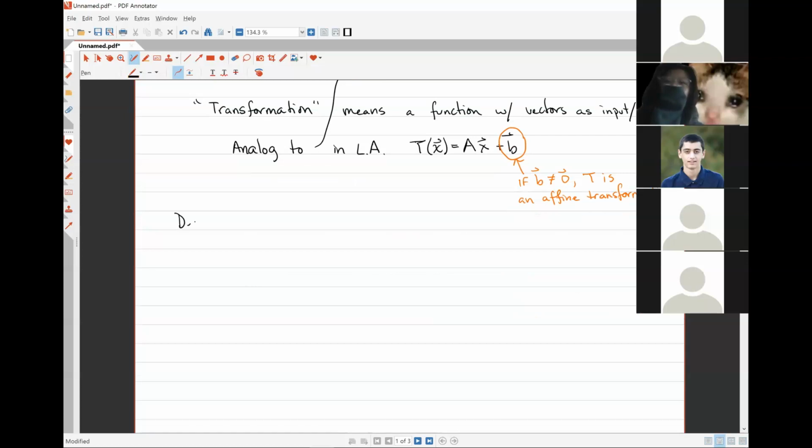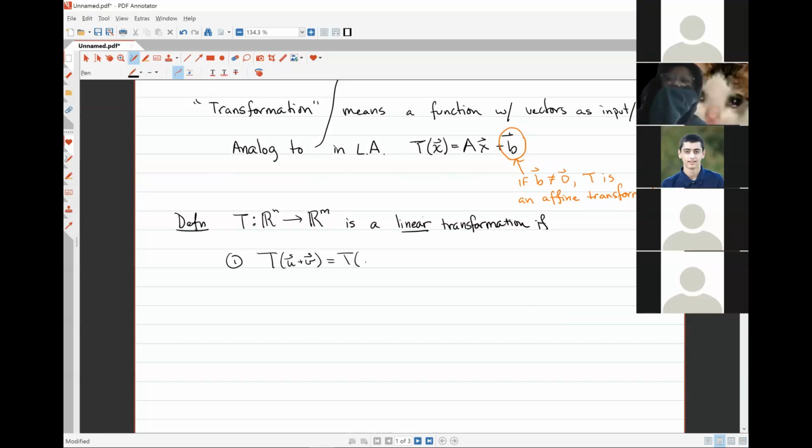So the actual definition says this. If we have a function T that maps one Euclidean space to another Euclidean space, and they don't have to be the same dimension, that transformation is a linear transformation if a couple of things are true. A brief way of putting this would be to say that the transformation of the sum is the sum of the transformations. Right, so that is called the additivity condition.